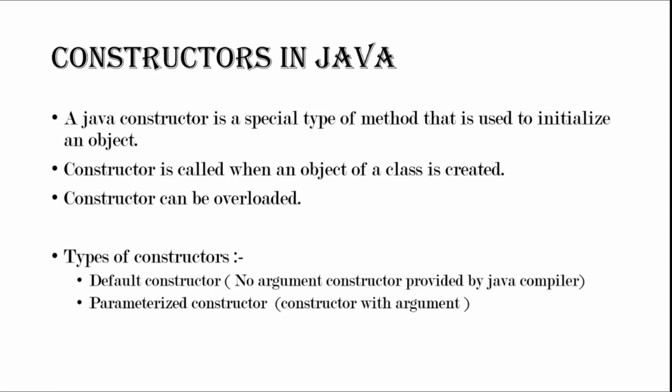In Java, there are two types of constructors. The first one is the default constructor. This type of constructor is provided by the Java compiler, which means if we do not create any constructor in a class, then a default constructor is automatically created by the Java compiler. The second one is the parameterized constructor. These constructors are created by programmers.